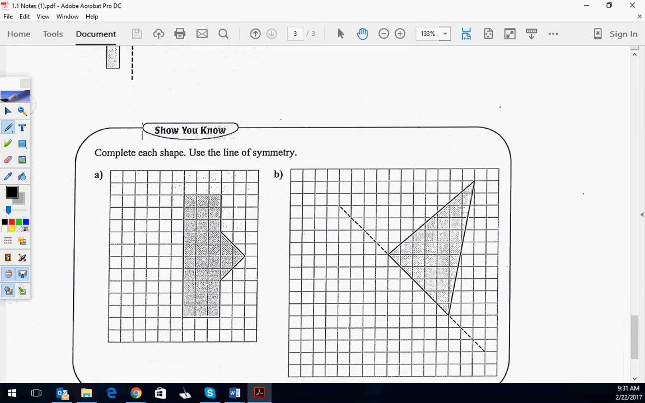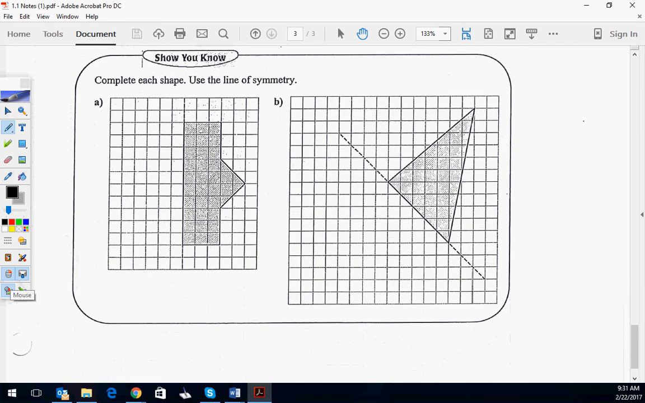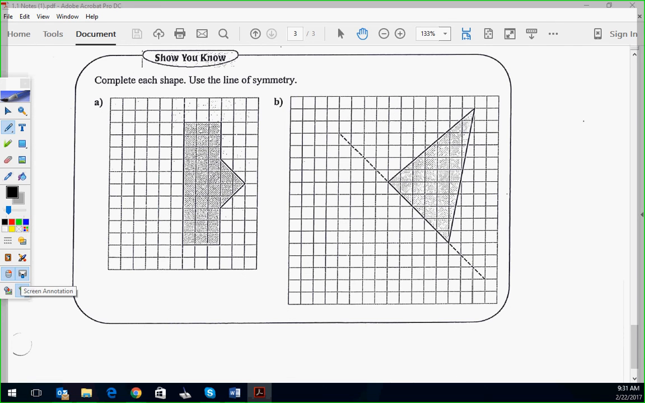Okay, and the last Show What You Know here: complete each shape using the line of symmetry. So again, it's got the line there for you. This time you can actually shade these. I won't do these. I'll let you do these before you get into your packet, just because the shading will be better with you and your pencil than me on the board here.